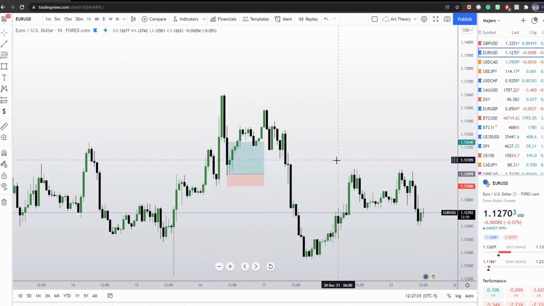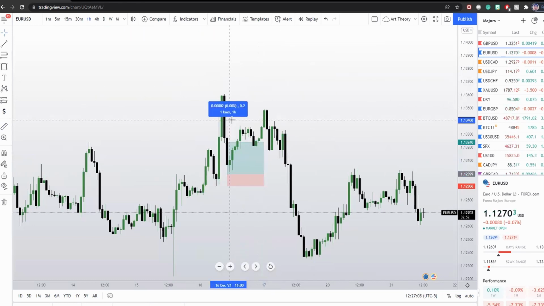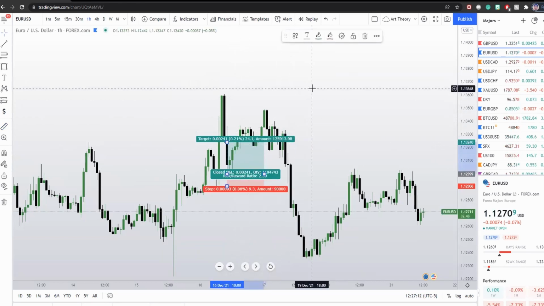Okay, 1 to 2 trade setup. Beautiful trade setup, 1 to 2. You can target these very, very simply, right? Takes you around 4 to 5 hours to fill it. A 1 to 2 trade in 4 hours.